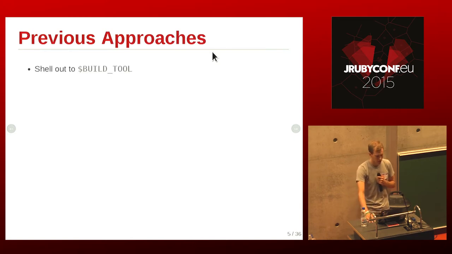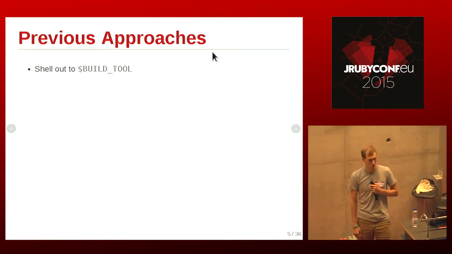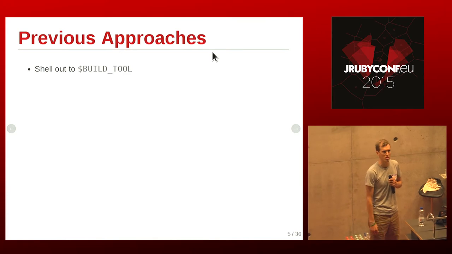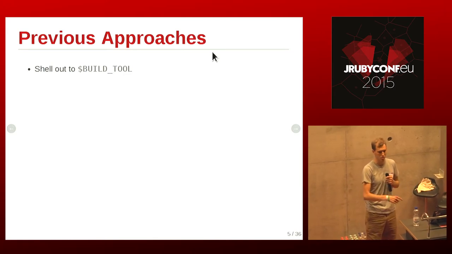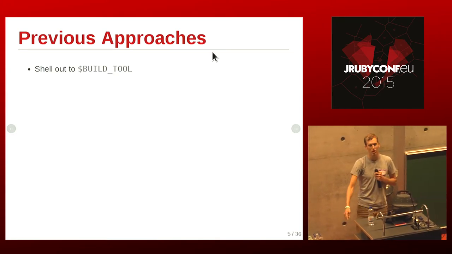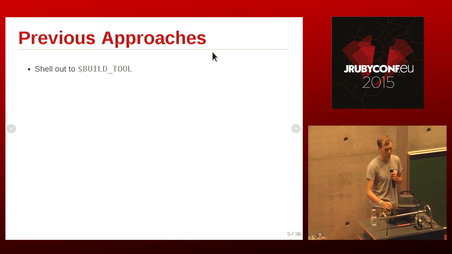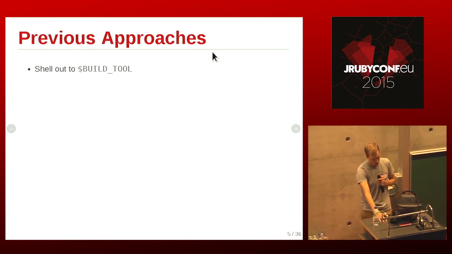There are some hacks that exist, and I've seen and used all of these now, and I've not been thrilled with any of them. The most common one is just to shell out to some other tool. I've seen so many projects, more than I really wish to disclose, where a rake task shells out to Maven, or a rake task shells out to Ivy, or a rake task, God forbid, shells out to Ant, and that's how all of this Java code gets brought into a project.